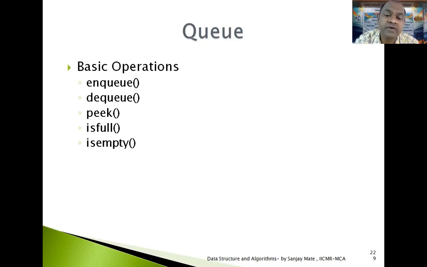IsFull is the function which is used to check whether your queue is full or not. If you are going to insert the element, the queue should have a place to insert the element, right? And the last one is isEmpty. IsFull means, in this case, if you want to insert, there should be a place in which you can insert. And isEmpty means, if the queue is empty, you cannot remove from the queue.